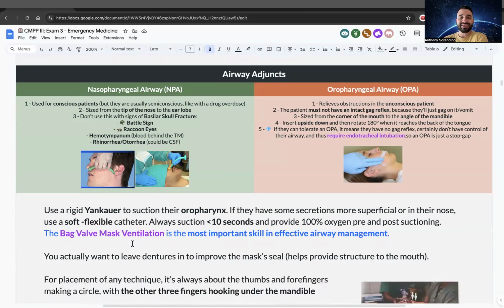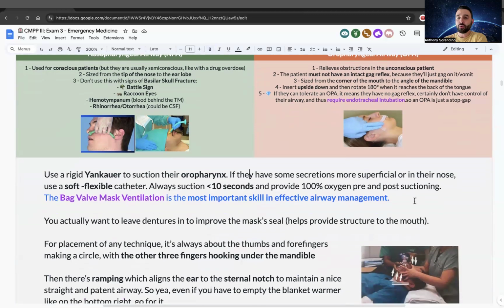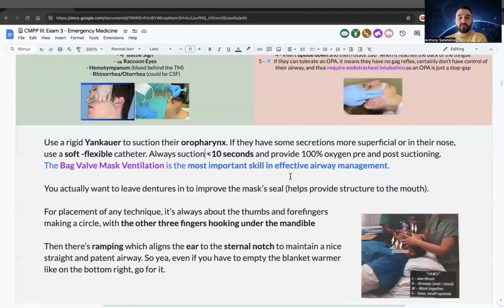You want to use a rigid Yankauer suction for the oropharynx. So when you're getting deep into the throat, no longer than 10 seconds. And it's important to know you want to provide pre-oxygenation and post-oxygenation around the suctioning. All right, so 10 seconds is a max there.